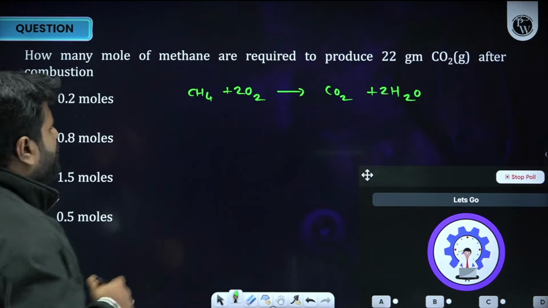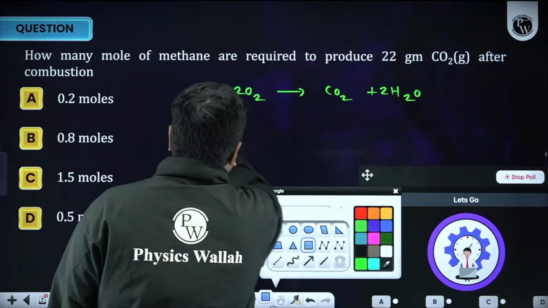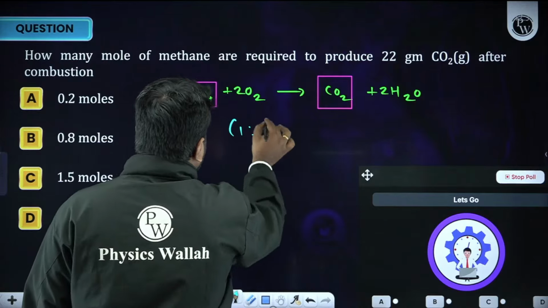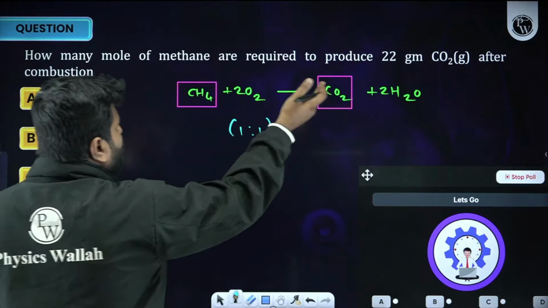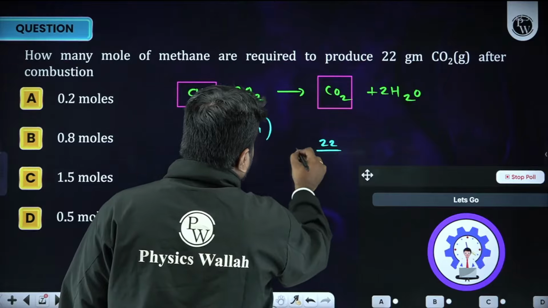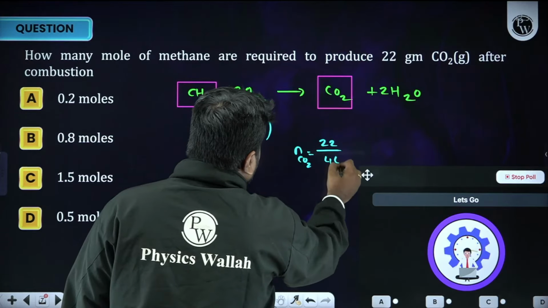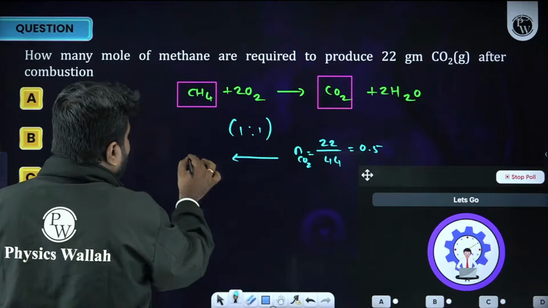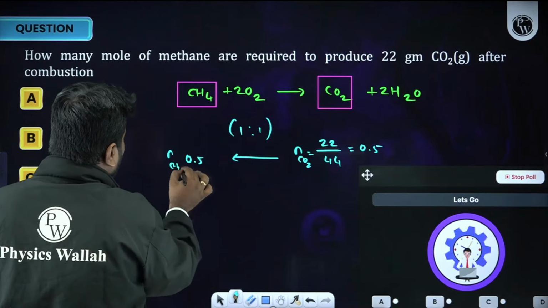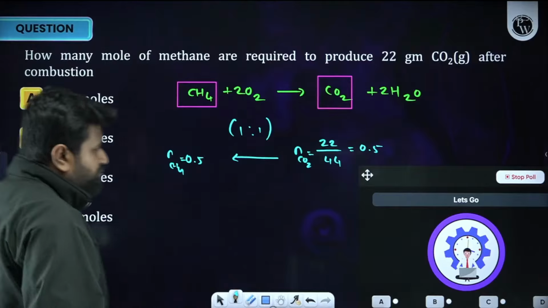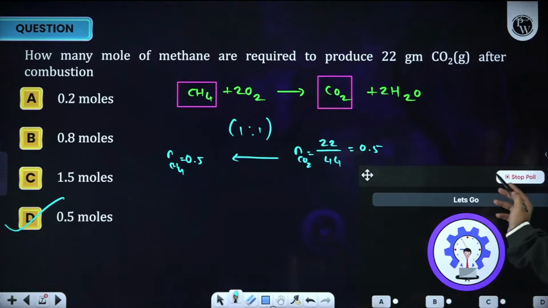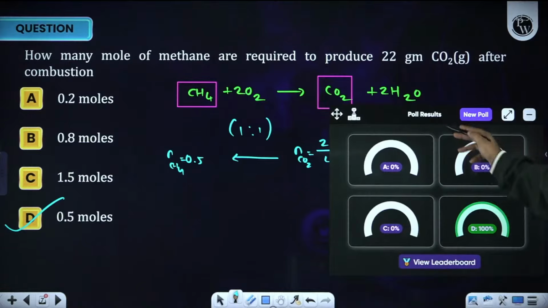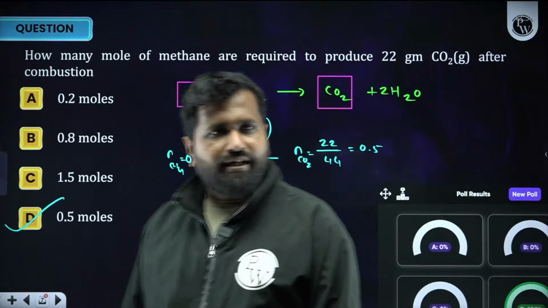Is it clear? Now, the question is all about methane and CO2. What is the mole ratio we are having? The mole ratio is 1 is to 1. Now, 22 gram of CO2. So 22 gram of CO2 means how many moles of CO2? 22 by 44, 0.5 moles of CO2. So how many moles of CH4 are required? Automatically 0.5 moles of CH4 is required. So 0.5 mole. Option D is the correct answer.